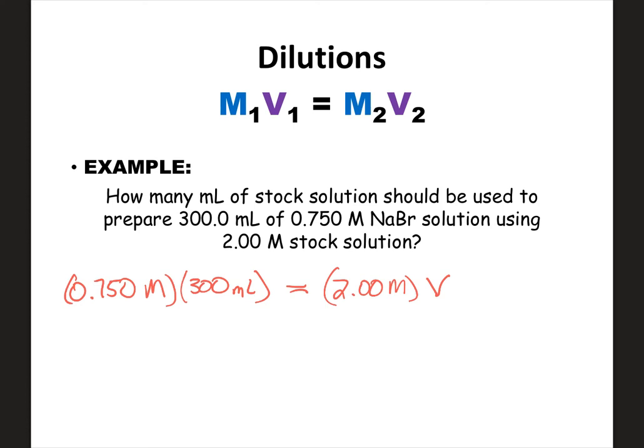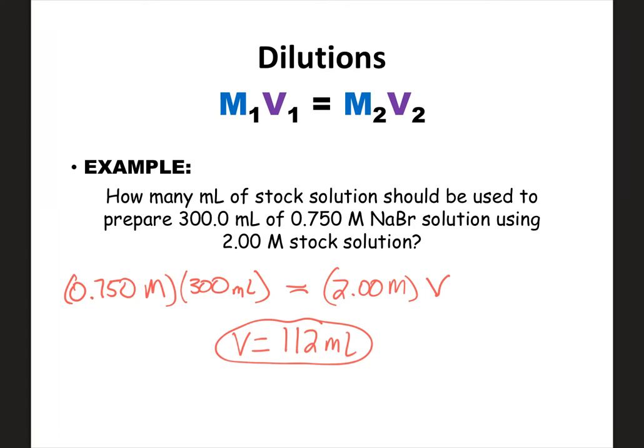So you have to solve for your volume here. When you plug and chug and solve for V, it should come out to be 112 milliliters. Remember, your units here are going to match the other side. That would be the volume of the 2 molar stock solution that I need in order to eventually get this to be 0.750 molar.